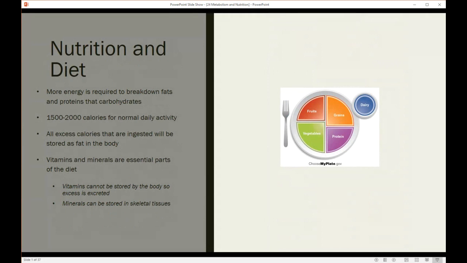Nutrition and diet. More energy is required to break down fats and proteins than carbohydrates. Typically, people need about 1,500 to 2,000 calories for normal daily activity, and all excess calories that are ingested will eventually be stored as fat within the body. Vitamins and minerals are essential parts of the diet. Vitamins cannot be stored by the body, so the excess gets excreted, and minerals can be stored, specifically in our skeletal tissue, like calcium, for instance.